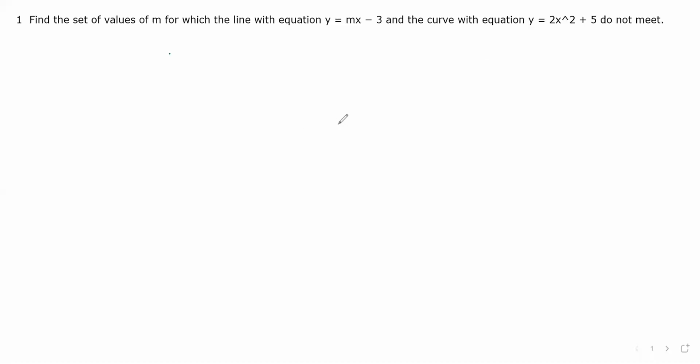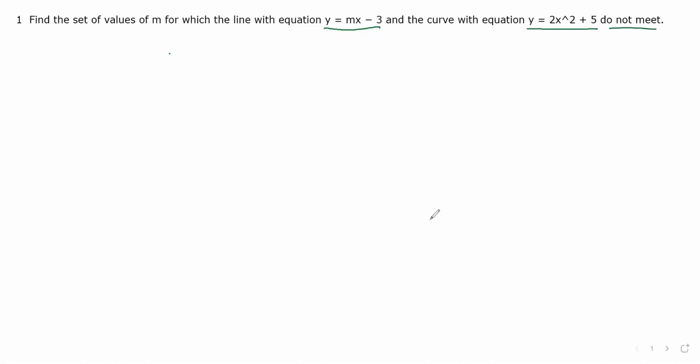We discussed A-level mathematics paper 1, pure mathematics 1 in October or November of year 2020. Question 1. We need to find the set of values of m for which the line with equation y equals mx minus 3 does not intersect the curve with the equation y equals 2x squared plus 5.